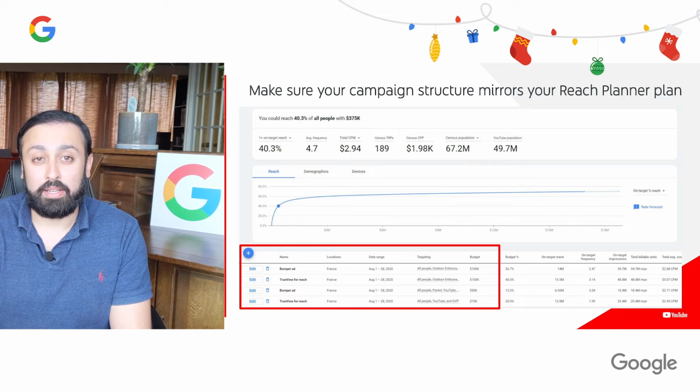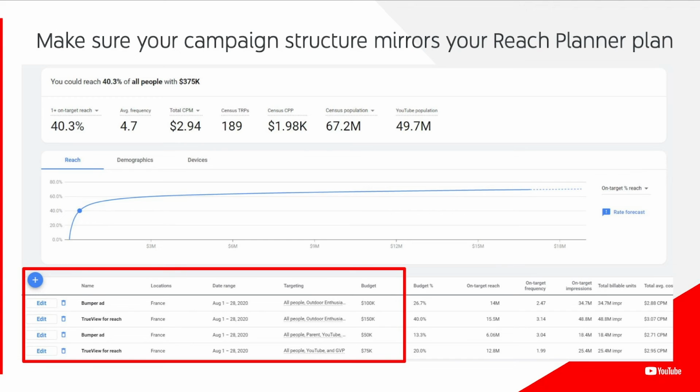Another thing I want to highlight is that if you're using the Reach Planner, please make sure that it also mirrors the structure that you want to create in your Google Ads account. So let's say in this example, you are going to use the Reach Planner to figure out how many people you can reach with a bumper ad in France for a specific targeting. And you also want to use Trueview for Reach campaigns. Make sure that these all mirror in your Google Ads account by creating different campaigns as you have created different plans in your Reach Planner.